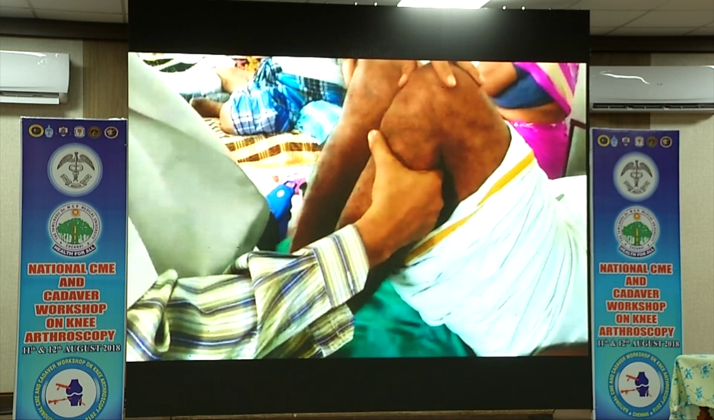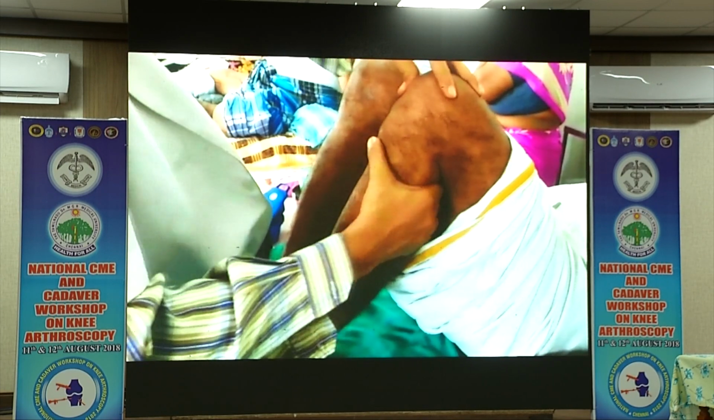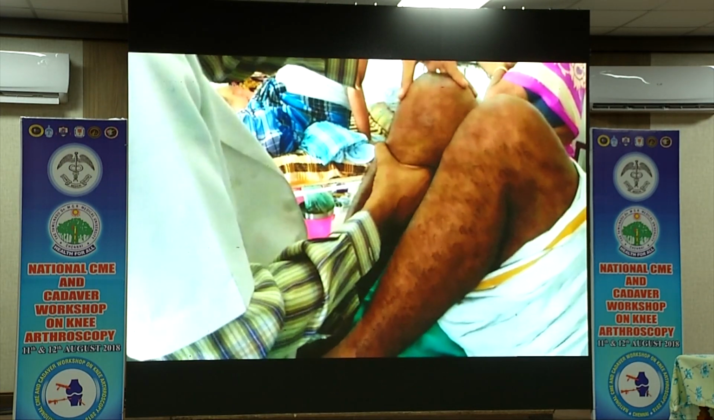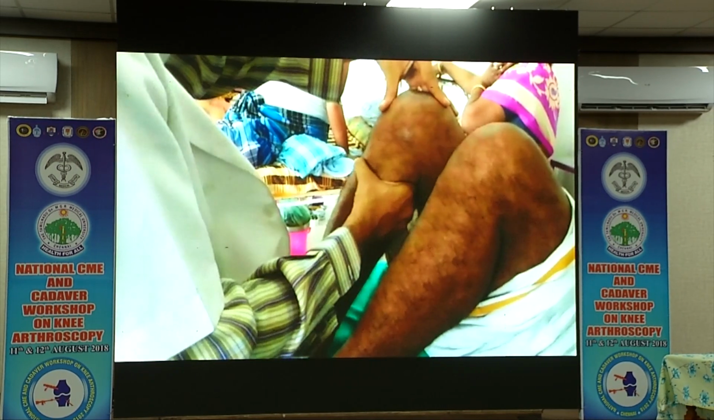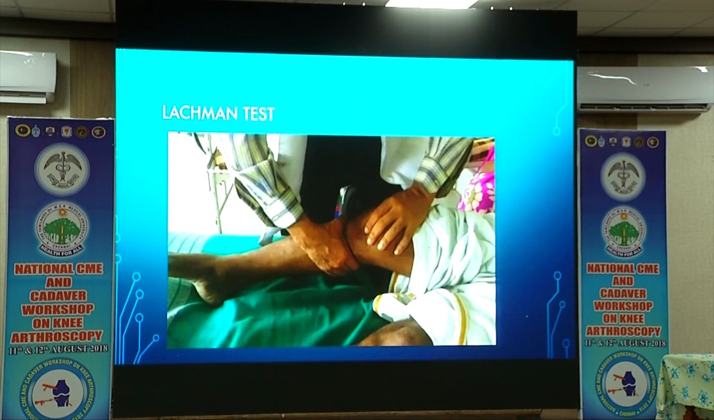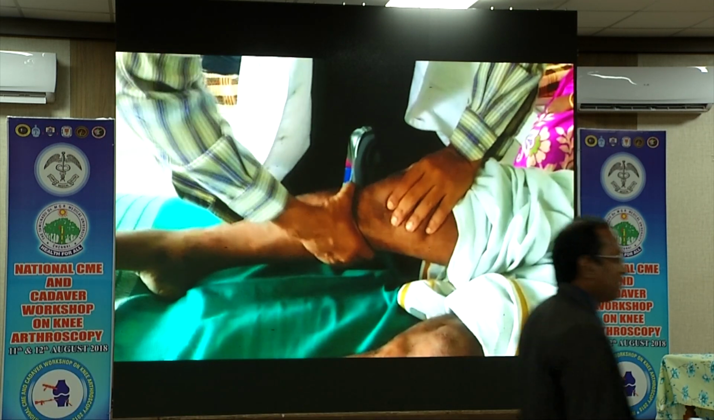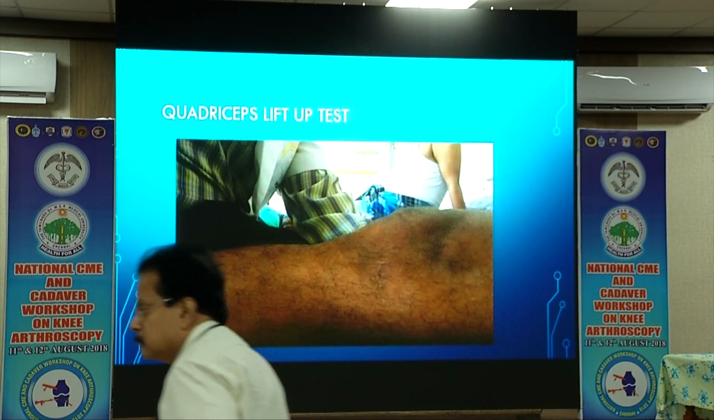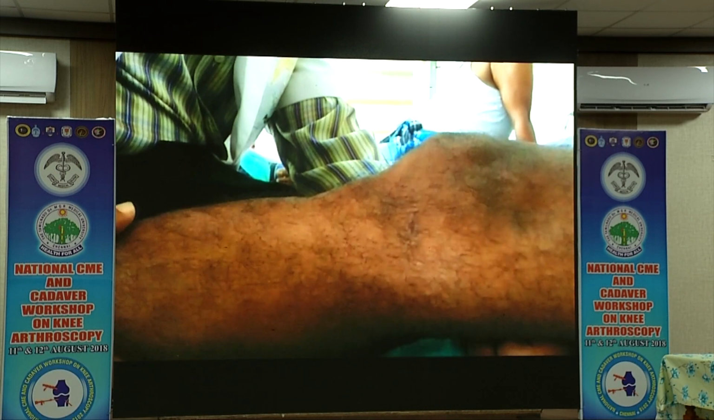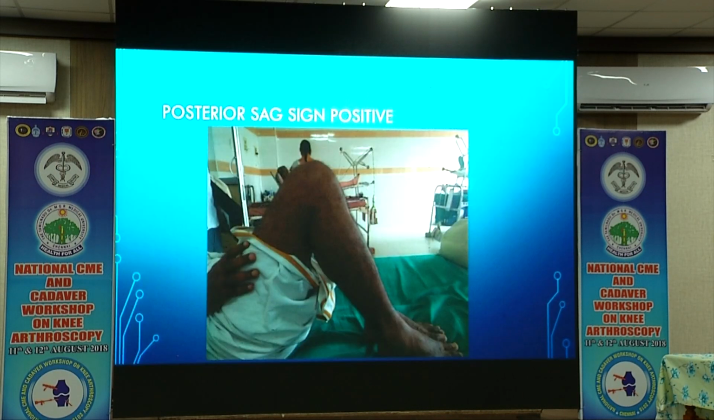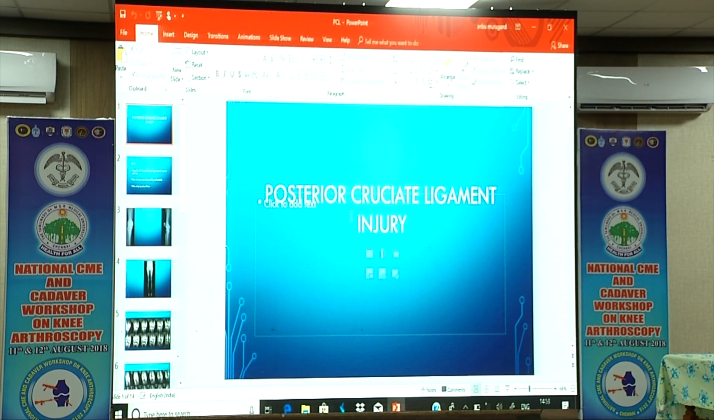And he has got a posterior sag with a positive posterior drawer. On the other side, the right side, you can see a positive Lachman. There's a positive quadriceps test. And you get a positive posterior sag as well, along with meniscal and chondral injuries.